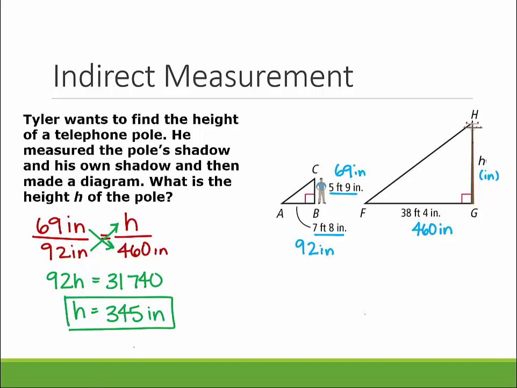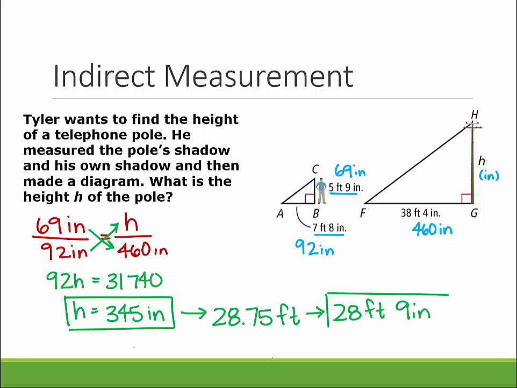Now to double check that our answer makes sense, I'm going to change that into feet. So 345 divided by 12 gives me 28.75. So 28.75 feet means that I have 28 feet and then 0.75 of a foot, which is really 9 inches. And then double check that your answer makes sense. This guy's shadow was longer than he is tall, so it would make sense that the flagpole shadow is longer than it is tall as well.